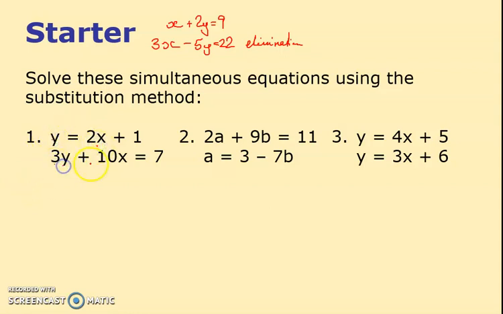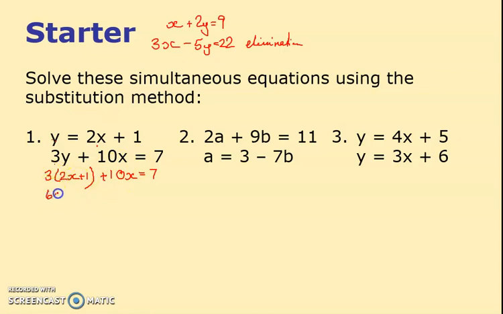So when it says 3y plus 10x is 7, I can write 3y. Well, y is 2x plus 1, so I put it in a bracket and I go 3y, that's 3 lots of 2x plus 1. Don't forget the 10x. Don't forget the equals 7. And effectively, now I've sorted it. Just got to solve this equation.